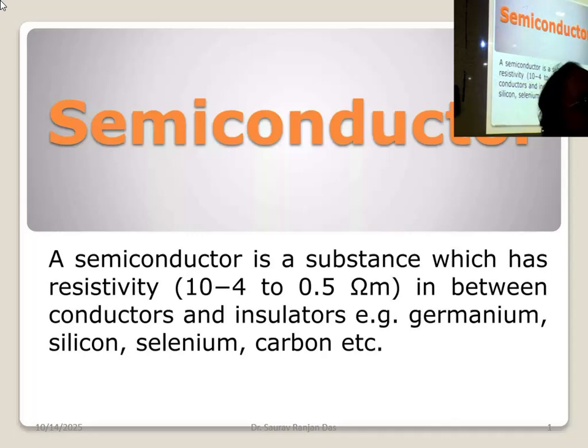Conductor means the resistance is very low, or very high conductivity or very low resistivity, that is a conductor. Now non-conductor means resistance is very high, and semiconductor is in between, where the conductivity is medium. And what is the conductivity? Resistivity value is given. Semiconductor is a substance with resistivity 10 to the power 4 to 0.5 ohm meter.